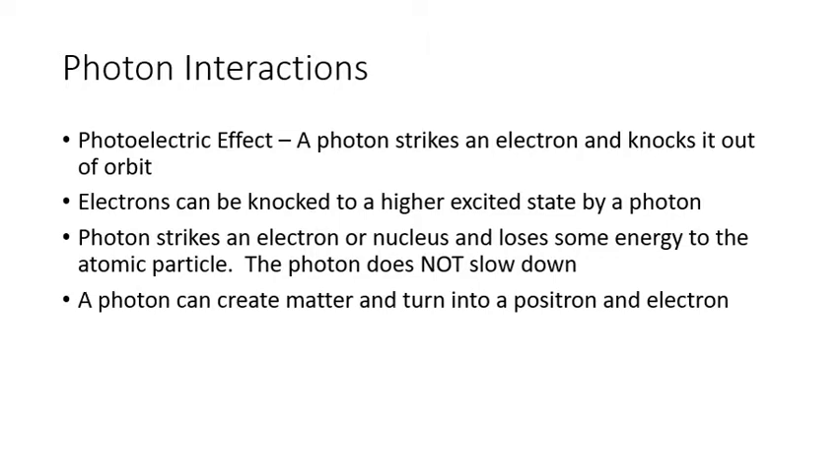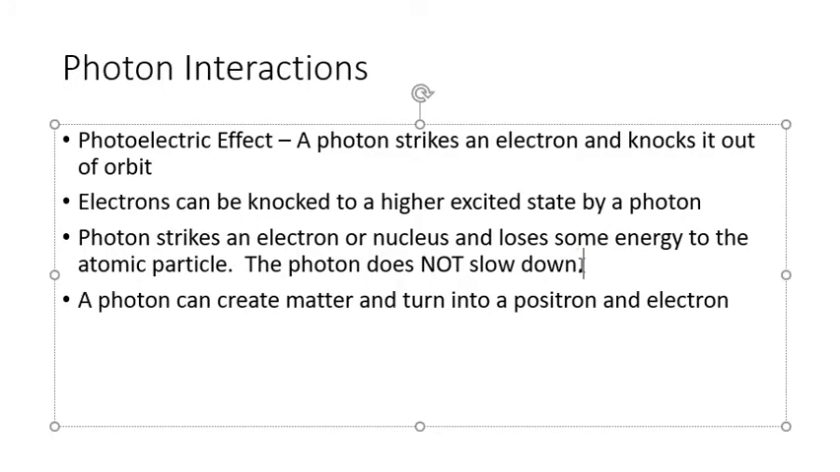The other thing that could happen is a photon strikes an electron or a nucleus, or really any atomic or subatomic particle, and just gives away some of its energy. This actually has a name, not that it's vitally important, but this is called Compton scattering. It's actually called the Compton effect, which basically says the photon can strike something and give away some of its energy, but it won't give away all its energy, right?